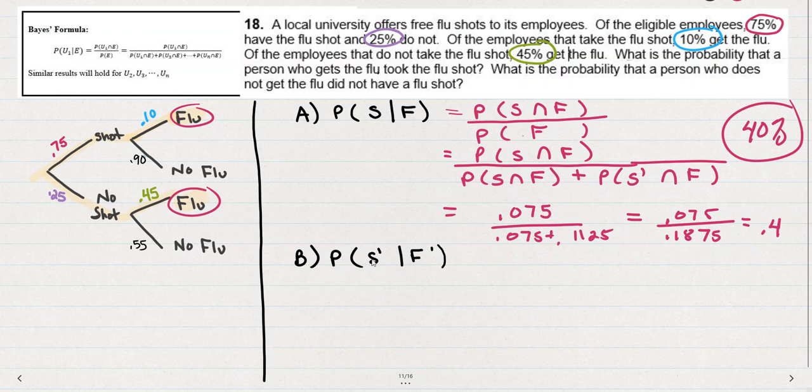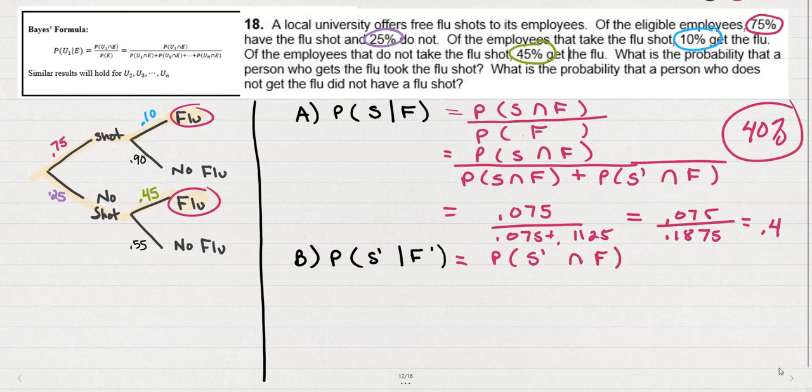And now the probability that a person doesn't get the flu, given that they don't get the shot. So we know they didn't get the shot. What's the probability they don't get the flu? We're going to have in the numerator the probability of not getting the shot and not getting the flu.